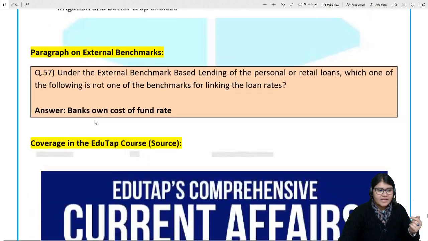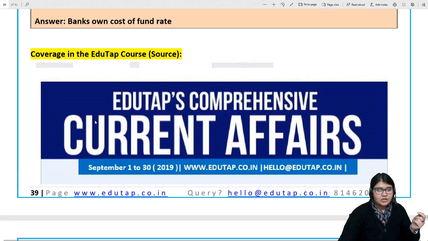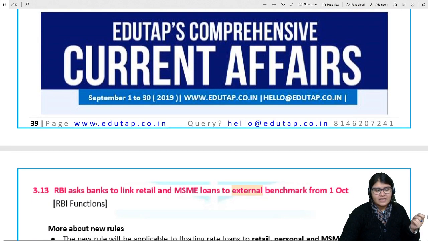Okay. Next, there was a passage on external benchmarks. This was very much in news. It's an important piece of information as well. The question read, under the external benchmark based lending of the personal or retail loans, which one of the following is not one of the benchmarks for linking the loan rates? The answer is bank's own cost of fund rate. So this particular news article was covered in the September monthly current affairs magazine.